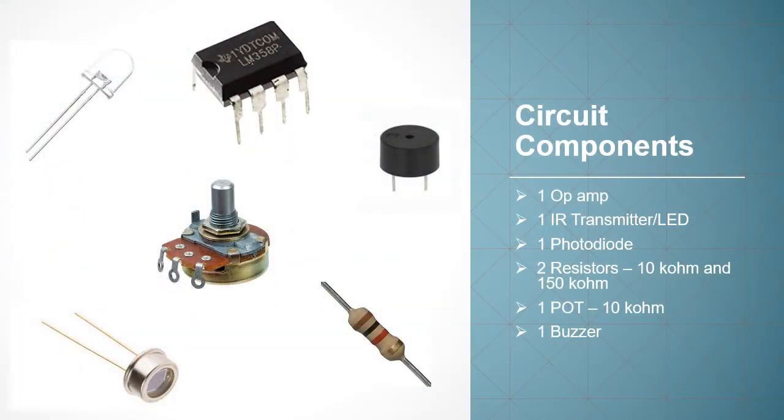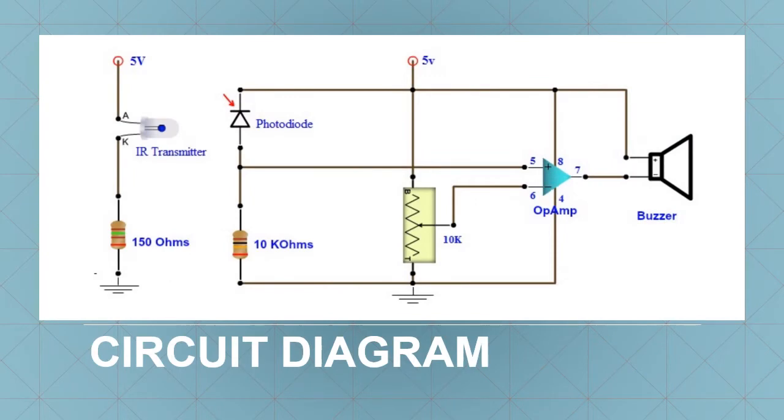The different circuit components required to make a burglar alarm system are one op-amp, one IR LED, one photodiode, two resistors, one potentiometer, and one buzzer. The IR LED is connected to a current limiting resistor of 150 ohm and connected to supply. It is placed at a maximum possible range from the photodiode.